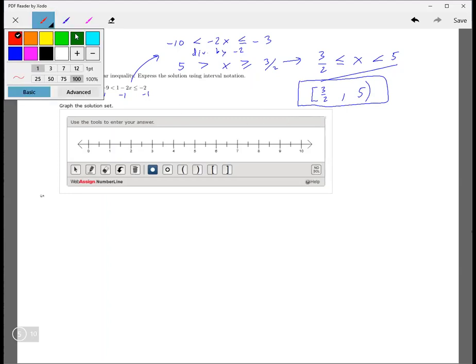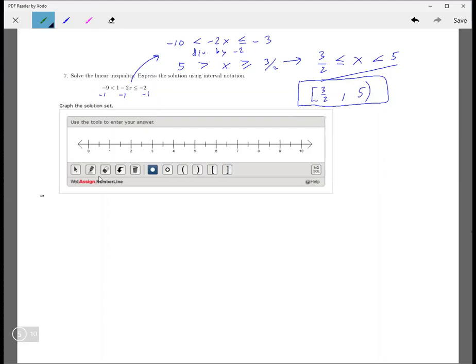It'd be very helpful if you have WebAssign open right now, and I will show you how to input these because there's going to be a lot of inputting. What you want to do is hit this button here and then place that at 3/2, which is right here. This requires a lot of clicking skills. So hit that and then click there, and that'll put the bracket. 3/2 is 1.5, which is halfway between 1 and 2.